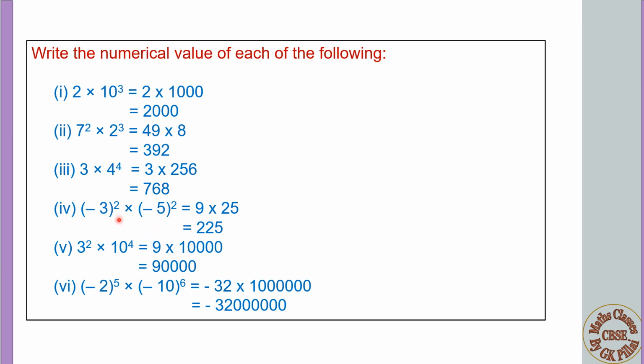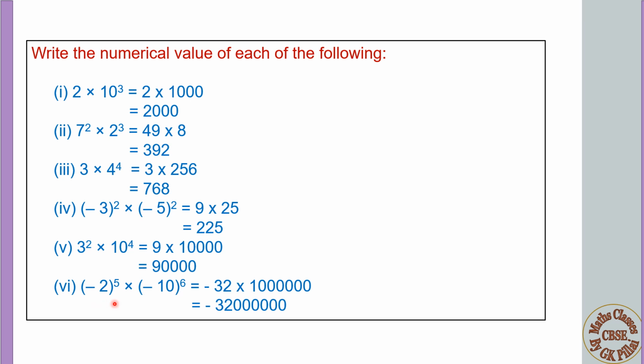Minus 3 to the power of 2 into minus 5 to the power of 2. Both the powers are same, so you can put in a bracket and multiply these two. Otherwise also you can do it this way: minus 3 raised to the power of 2 will be 9, and minus 5 raised to the power of 2 will be 25. Multiply and write. 3 squared into 10 to the power of 4. 3 squared is 9. This will be 10,000. Your answer will be 90,000.